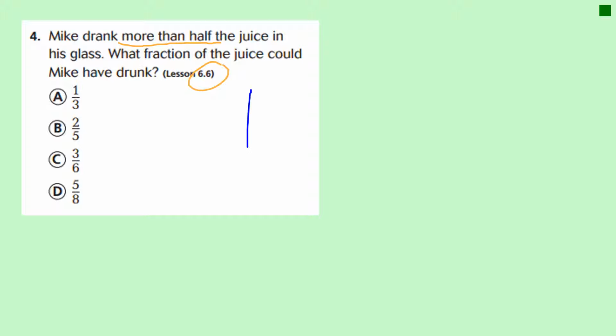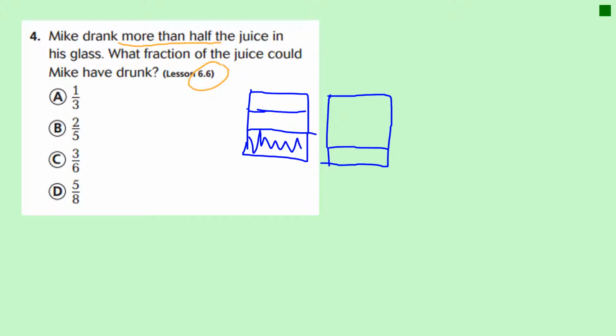So 1/3, let's say we have a glass, 1 out of 3 equal parts, that's right there. Well, that doesn't look like more than half, does it? 2/5. Does that look like more than half? No, definitely not. Now let's look at 3/6.